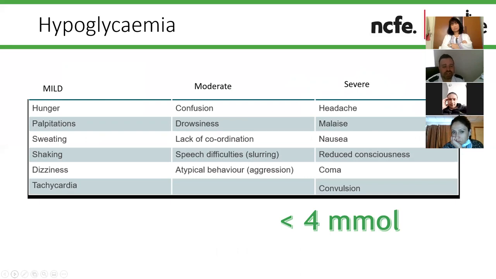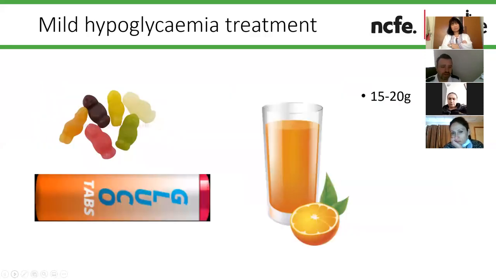So mild hunger, palpitation, sweating, shaking, dizziness, tachycardic. Tachycardic is what? The heart is beating faster. Very fast, yeah, so it's beating too fast. Moderate then, confusion, drowsiness, lack of coordination, speech slurring, and aggression. So this is the bit where it starts to look a bit like somebody being drunk. It's that really strange behaviour. And then severe, you're looking at loss of consciousness, convulsions, etc.